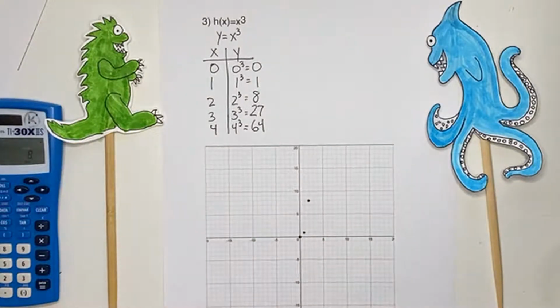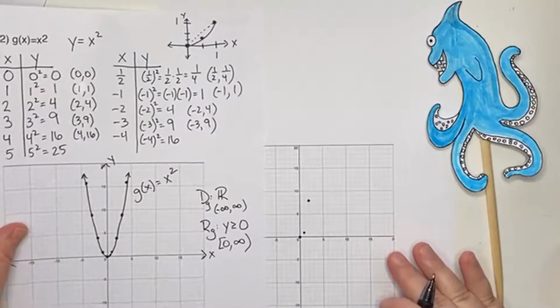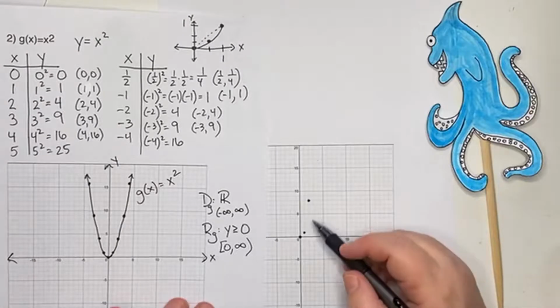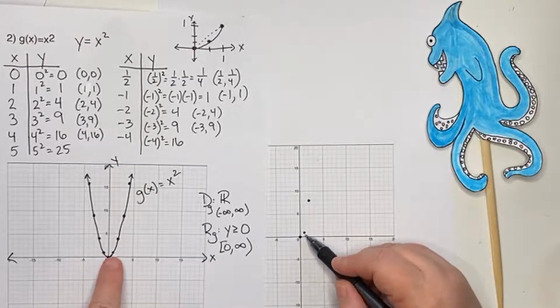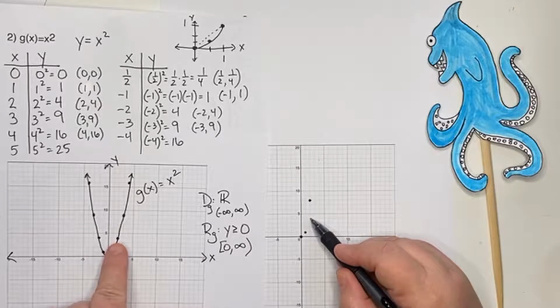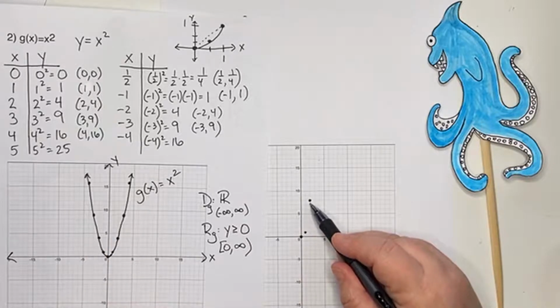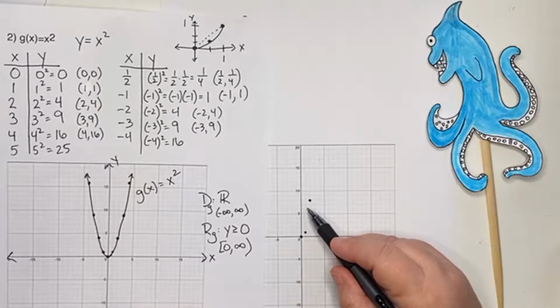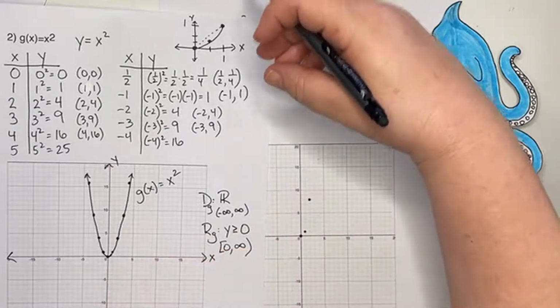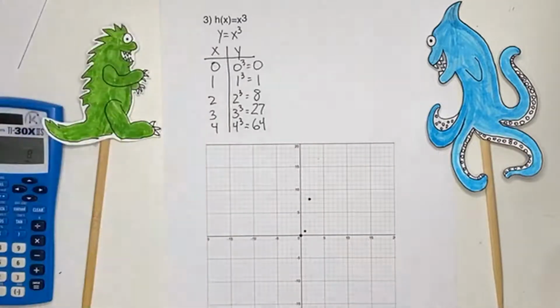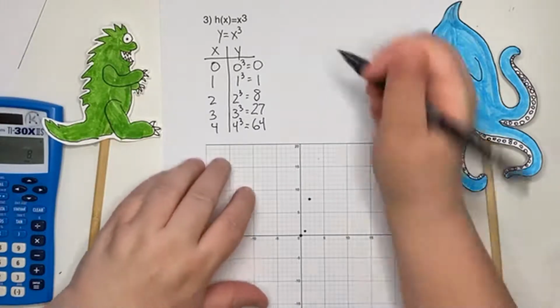Now, if we compare this with the squared, that went 0, 0, 1, 1, and then 2, 4. This one is a lot taller. It's 2, 8 now. So this is going to be a much stretched up, skinnier graph in comparison, or taller if you prefer. Okay.